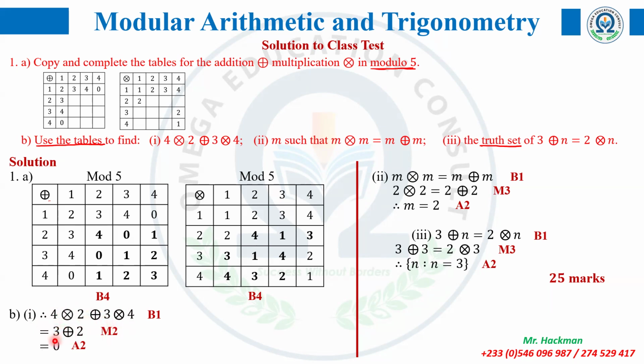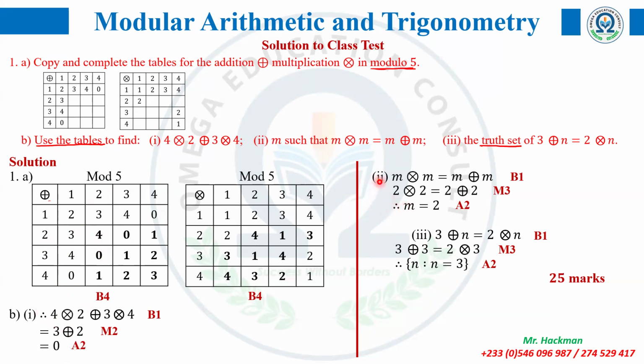Now you come and do from your table again 3 plus 2, and you can find that from your table. So you come to the addition table, 3 plus 2 gives us 0. So you write it. Then you can see that therefore is here. So I don't have to draw my conclusion. So this will be A2 as well.